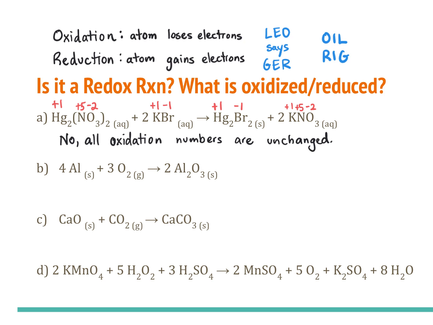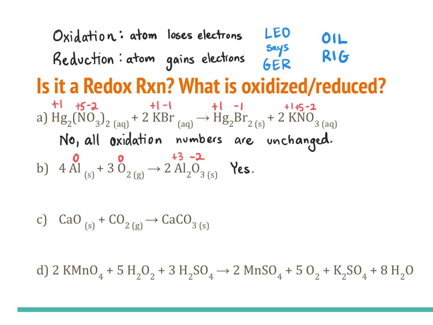The next one, we start with 2 elements, aluminum and oxygen. Well, all elements have oxidation numbers of 0, so that's pretty easy to assign. When I come to the product, it's an ionic compound, so the oxidation numbers are going to match the charges of these elements, oxygen being -2, aluminum being +3. So it looks like this is an oxidation reaction.